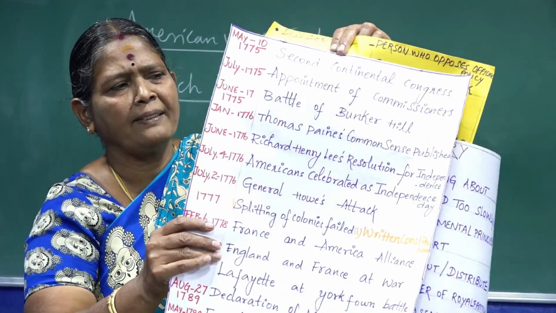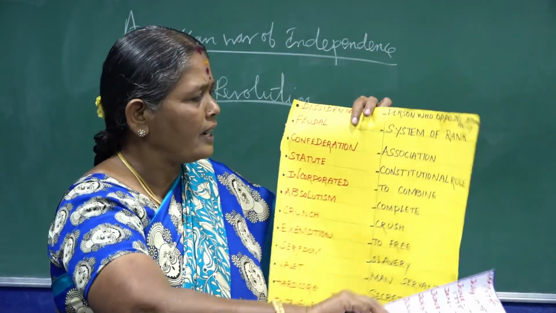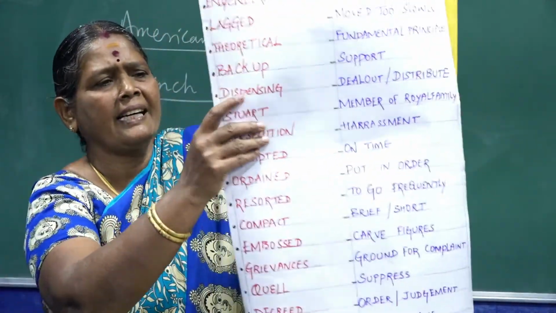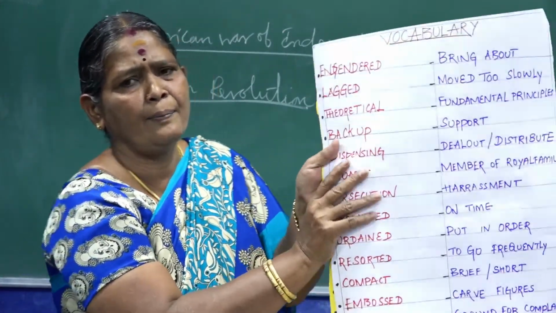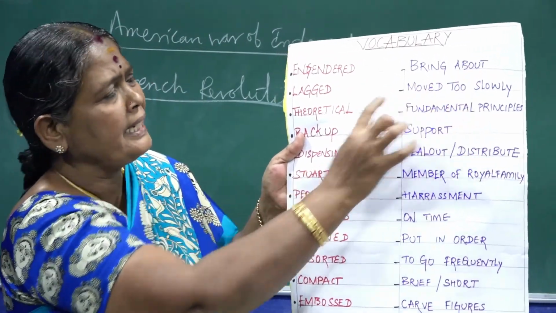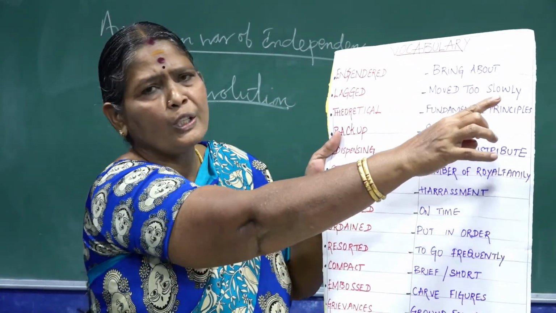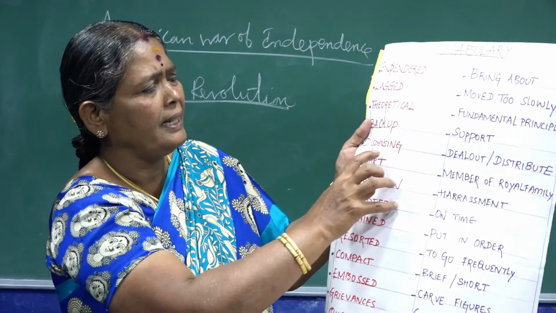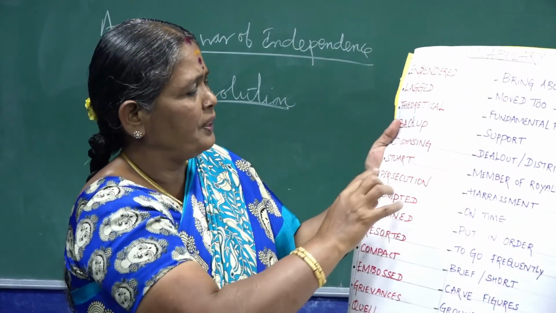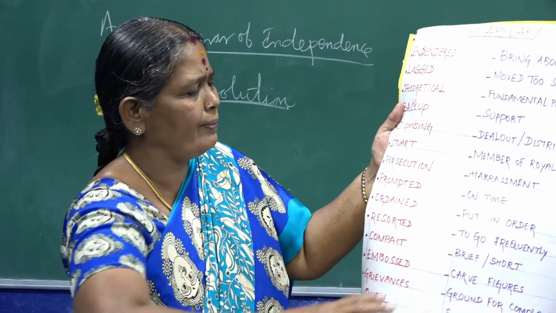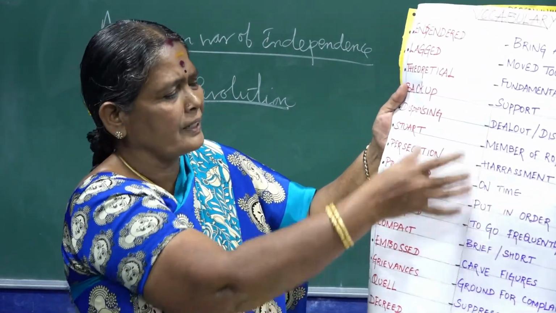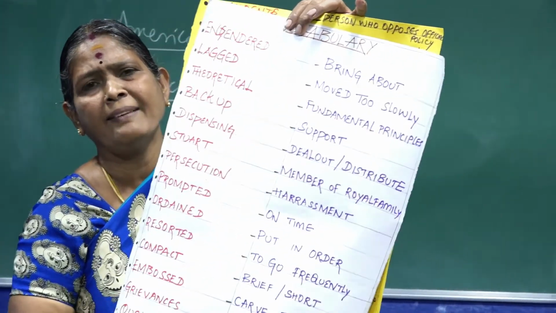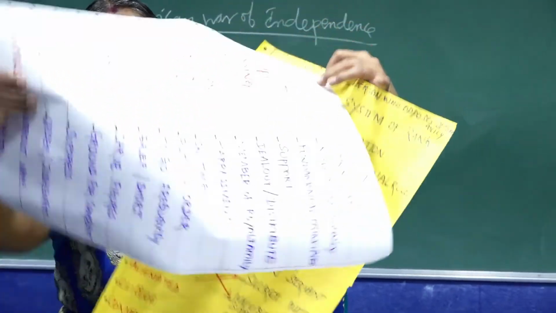Then another preparation for students: vocabulary. What are the odd words coming in this lesson? You underline them and collect them. Here I say a few words. Enchanted, bring about, lagged, moved too slowly. Theoretical, fundamental principles. Dispensing, deal above. Steward, member of the royal family. Persecution, harassment, and so on. I have given you here a list of vocabulary words, and you also see this page.